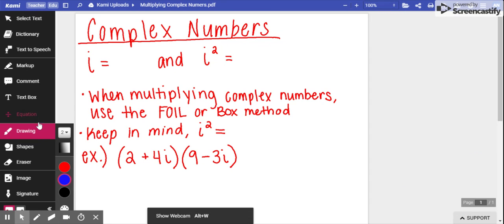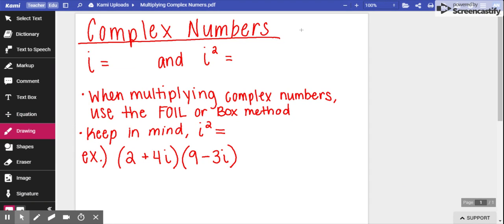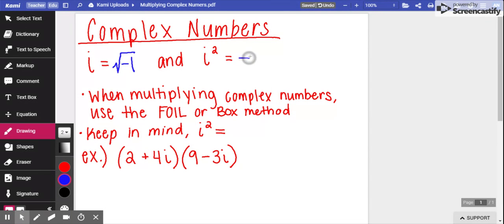So when you're dealing with complex numbers, there's two things that you need to remember. The first thing is that i is equal to the square root of -1. The second thing is that i squared is equal to -1. So again, i is equal to the square root of -1 and i squared is equal to -1.